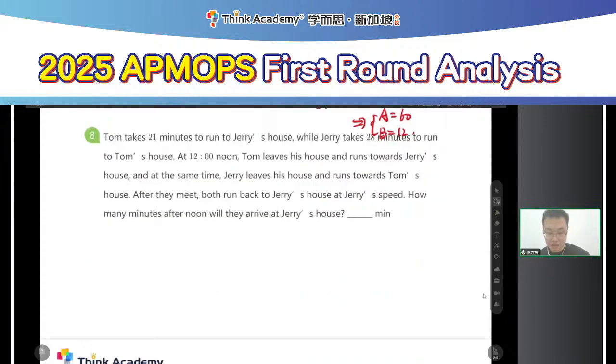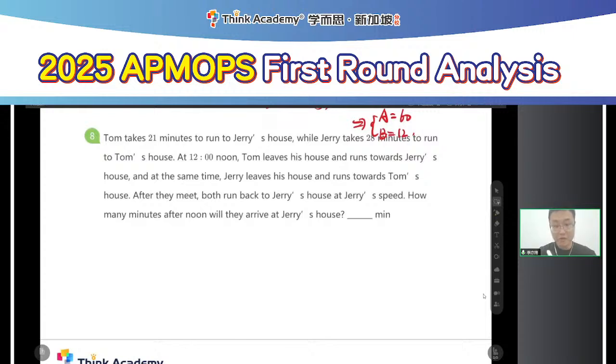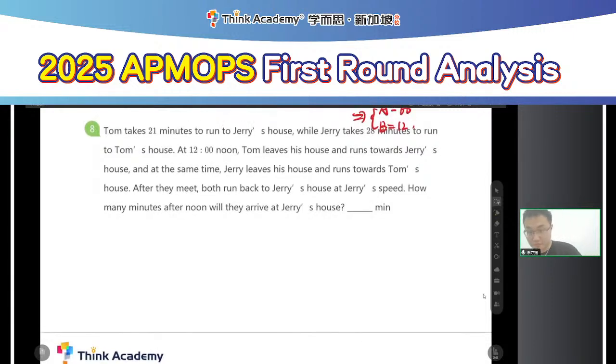Then question 8. Oh no, my WeChat dropped. So I need to rejoin it. Yeah, maybe for a while. Okay. So yeah, where are we? Okay.